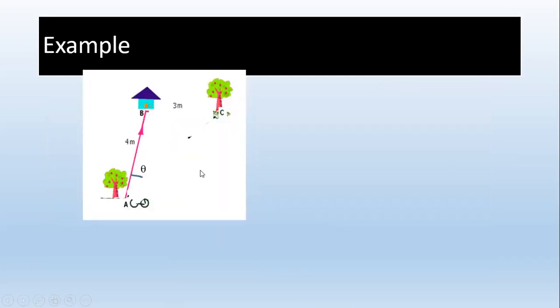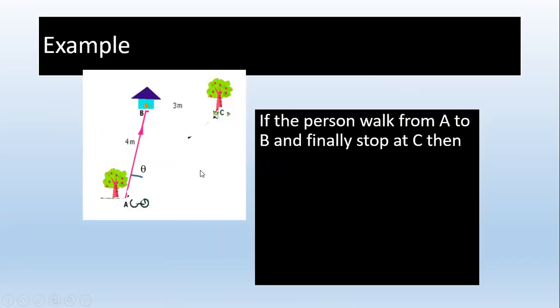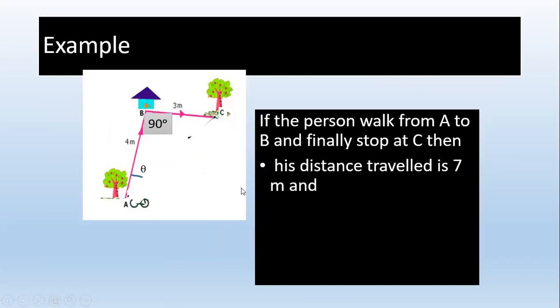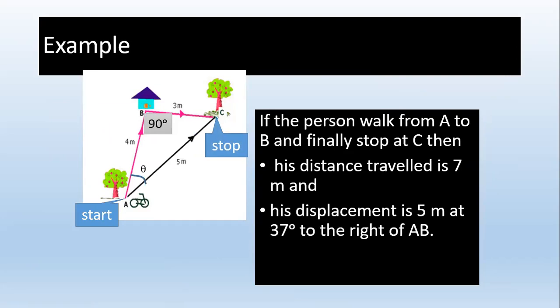Okay, let's look at the example. Right? If the person walks from A to B and finally to C, right? Walk from A to B 4 meter, then from B to C 3 meter at 90 degrees. Then the distance you just add up, 4 meter plus 3 meter is 7 meter. That's the distance traveled. Don't worry about direction at all. Whereas displacement, we have to know where it starts, where it stops. You join the line, so that's the displacement.